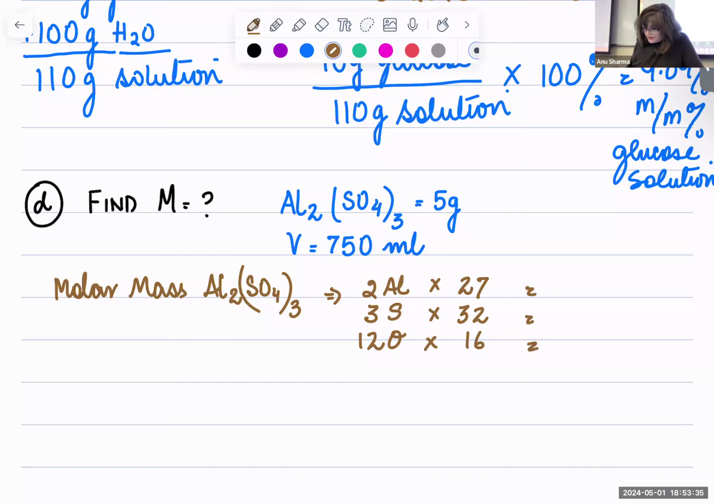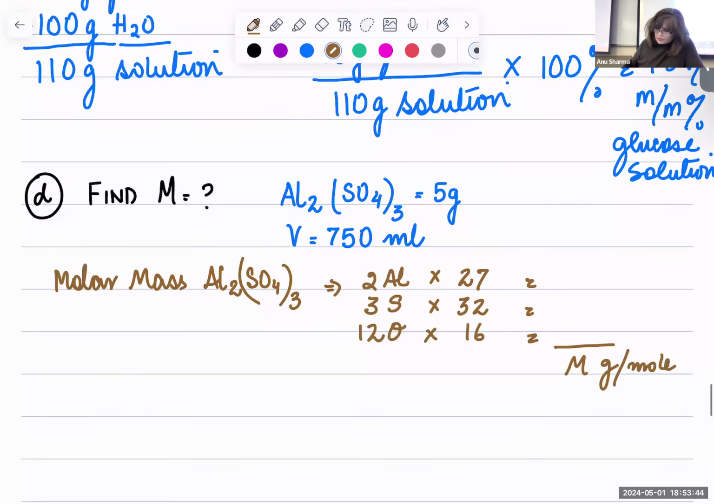Aluminum times 27. So whatever you get here, that's the molar mass, right? And that is going to be grams per mole. Okay, that's the molar mass.